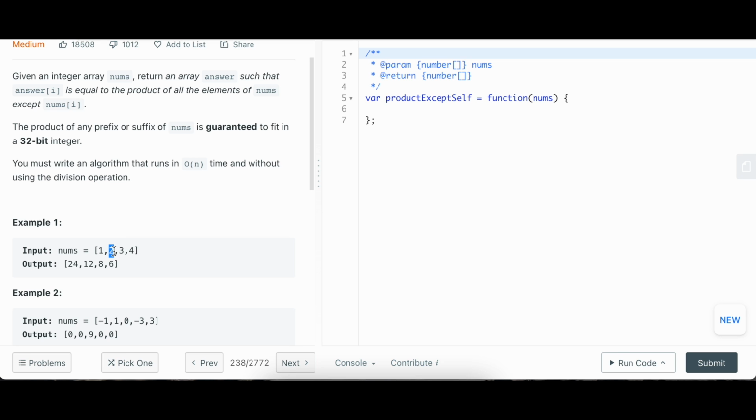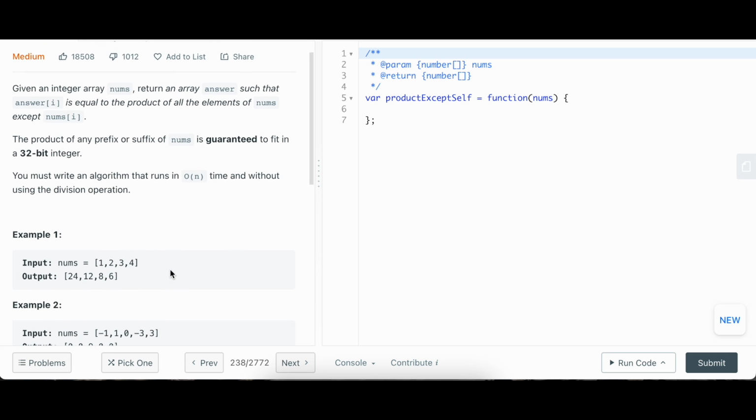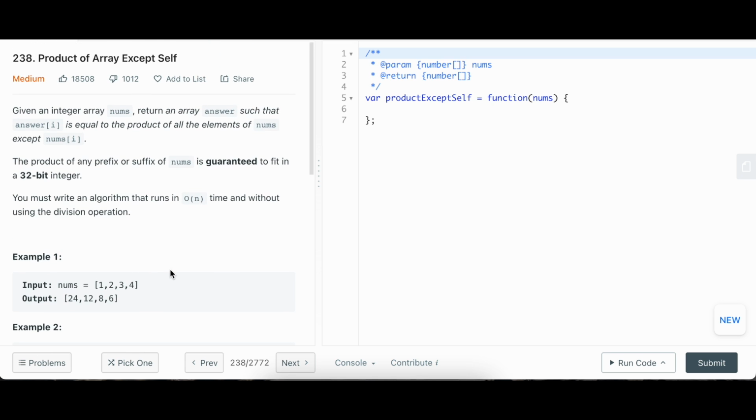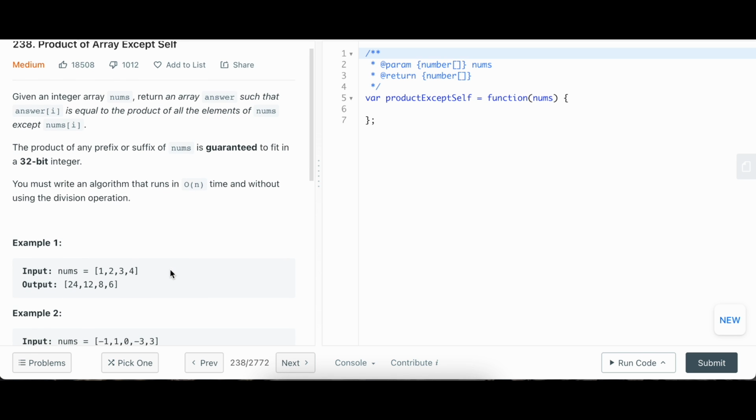And then for the number at index 1, we will consider 1, 3 and 4, correct? Which will be 12. And if we are at the number 3, which is index 2, we'll have the product 1 into 2 into 4, which is 8. And similarly for the last number, we'll have 1 into 2 into 3. So basically we are taking the product of all the numbers that are not the current number, right? So how can we do this?